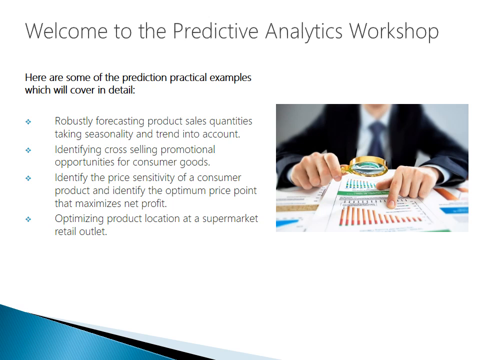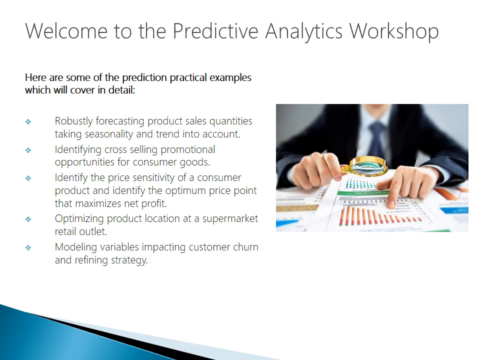Also, we will look at optimizing the product location at a supermarket retail outlet. So if I put certain products next to each other, maybe they can help in the cross-selling of promotional goods. So understanding the layout of a store and what products sell well when paired with others gives us opportunities to improve the business's operations.